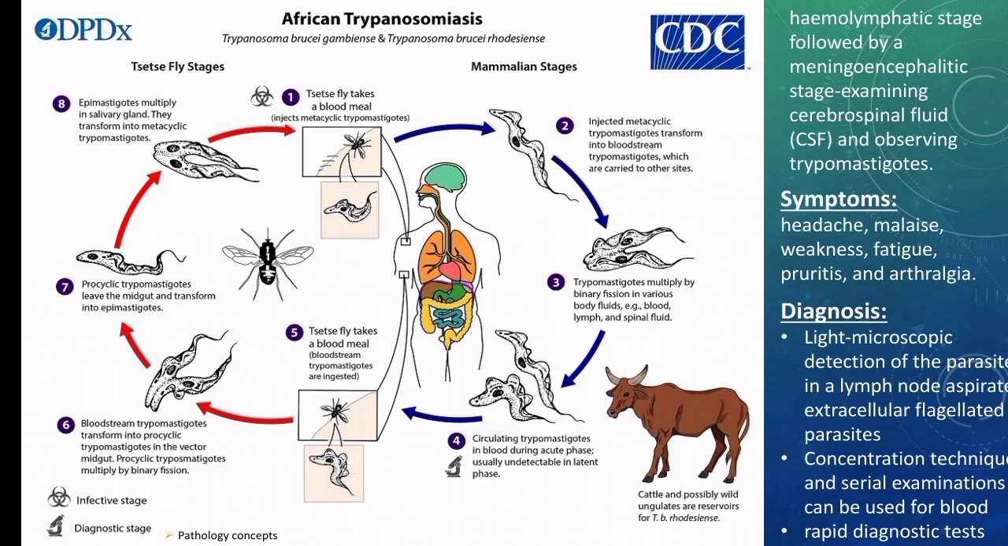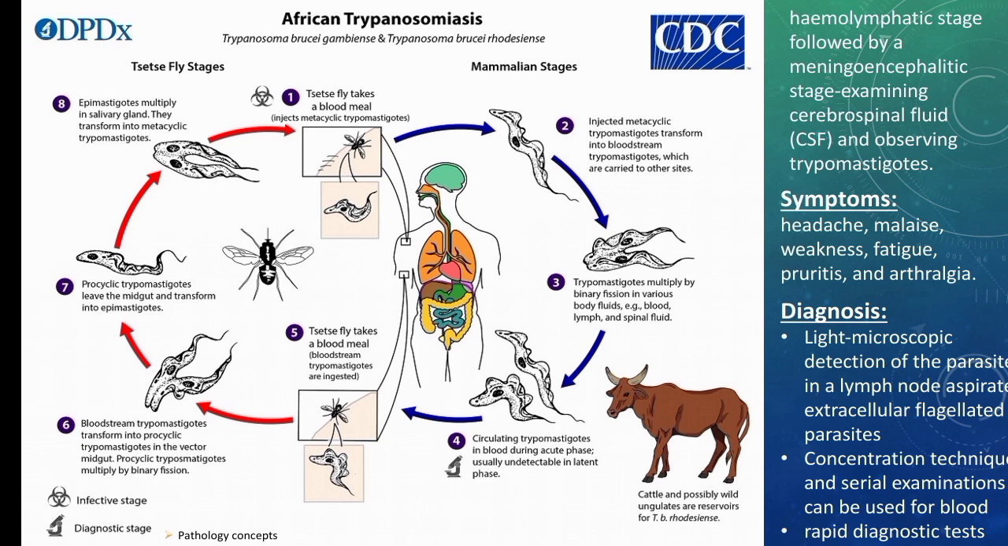Clinically, two stages are detectable: the hemolymphatic stage followed by the meningoencephalic stage, which are detected by examining the blood and the CSF respectively. The symptoms of the infection are headache, malaise, fatigue, weakness, pruritus, and arthralgia. Diagnosis is done by light microscopic examination, with detection of the parasite in lymph node aspirate. It is an extracellular flagellated parasite.